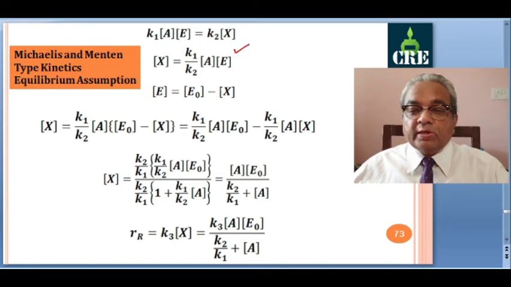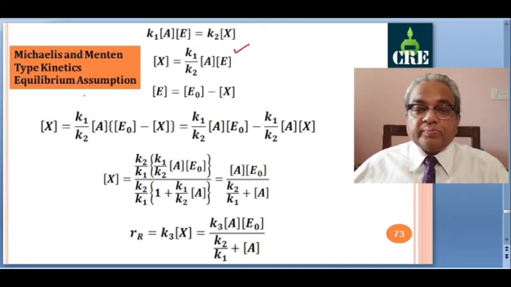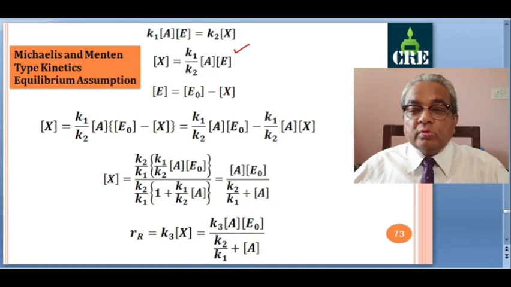So E can be written as E0 minus X, in concentration terms. So the concentration of X we want to determine, and K1 by K2, A, the concentration of E we are writing in terms of E0 minus X. So K1 by K2 A into E0, K1 by K2 A into X. If you solve this for X, you get the concentration of X equal to, in the numerator, K1 by K2 concentration of A into concentration of E, and in the denominator, 1 plus K1 by K2 into concentration of A.